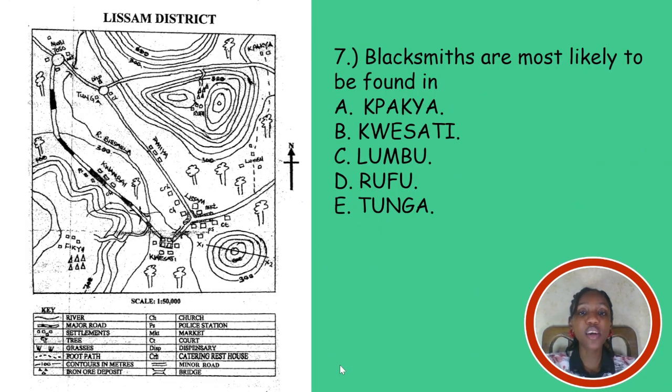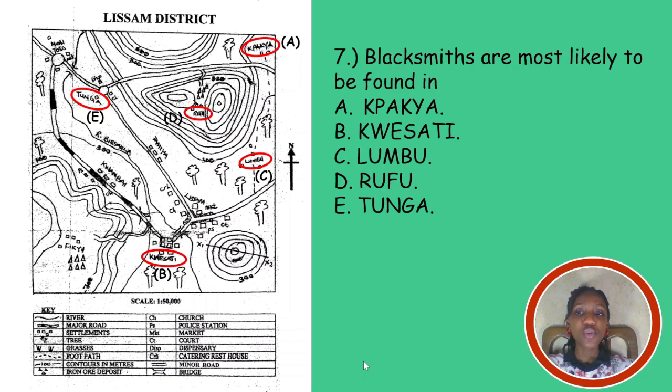Question 7. Blacksmiths are most likely to be found in... This question is also easy, as all you need to do is identify all the settlements and see if there's anything that could indicate that blacksmiths will be found in this area. So now let me highlight all the settlements in our options so let's make it easy for you.